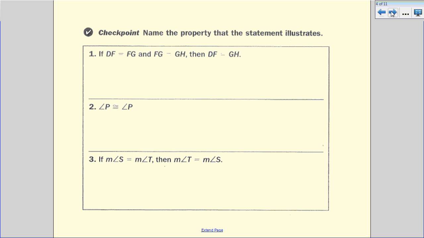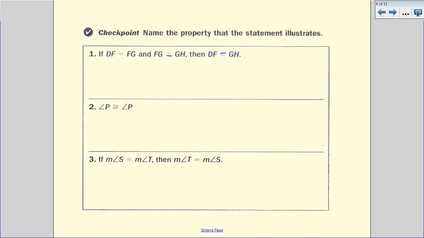So here's our checkpoint. We're going to do this together as our warm-up tomorrow. So we've got DF is equal to FG, and FG is equal to GH. Then DF is equal to GH. We have angle P is congruent to angle P, and then we have the measure of angle S is equal to the measure of angle T, and the measure of angle T is equal to the measure of angle S.